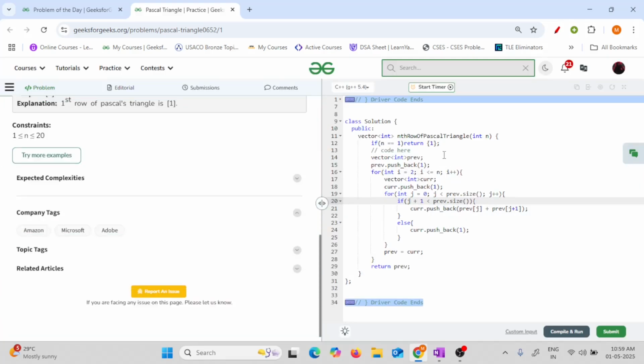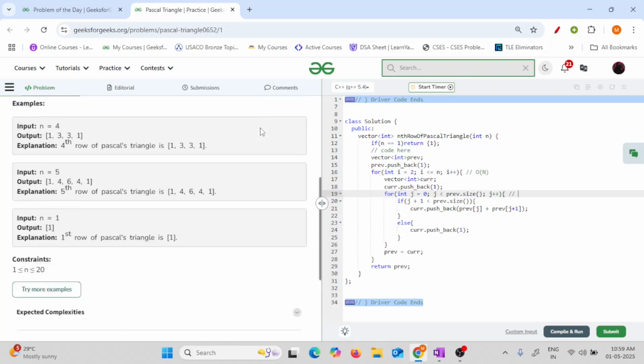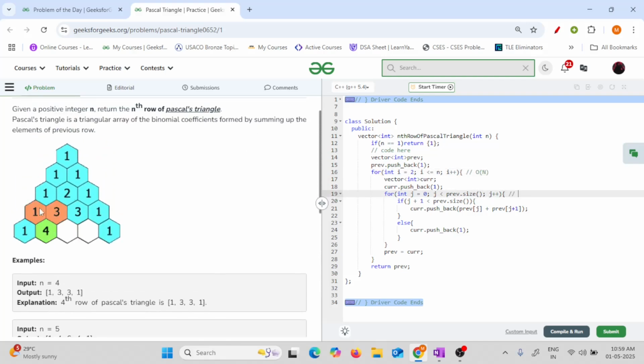So what is the time complexity of this problem? Let's see, this loop is running big O of n time. Now what about this loop? If you observe the pattern, what is the maximum size of the row? For each i, it becomes i in size.